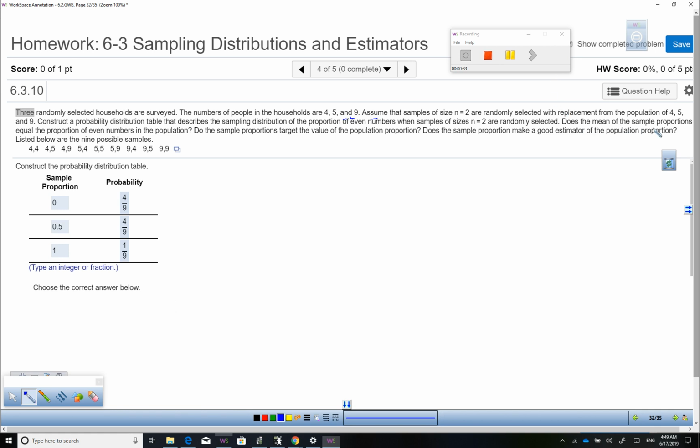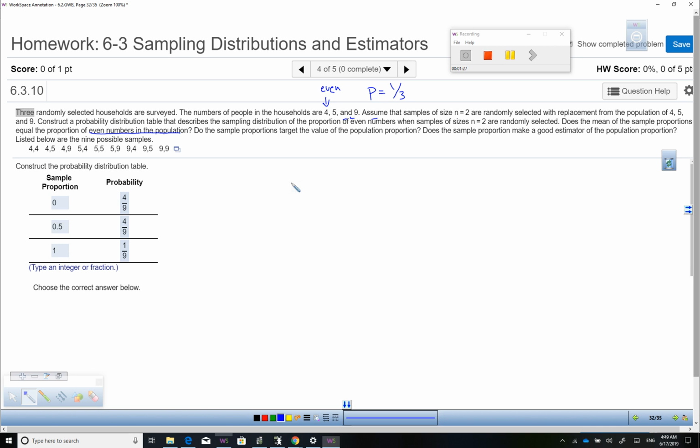The question is, does the mean of the sample proportions equal the proportion of even numbers in the population? So this is the population, 4, 5, and 9. The proportion of even numbers, well, the proportion means how many even numbers do you have in this population? You have 1. The 4 is even, 5 and 9 are odd. So we only have 1 out of 3. That is the population proportion of even numbers, 1 out of 3. Okay?